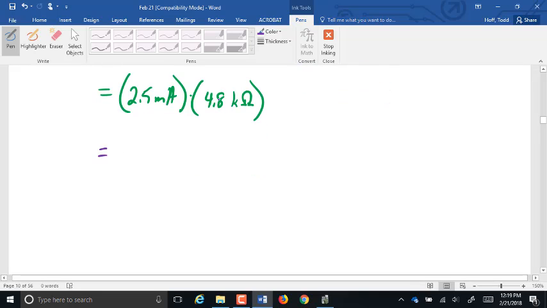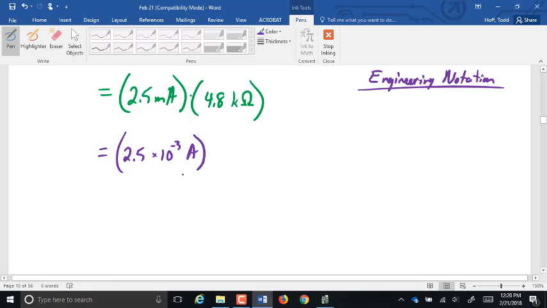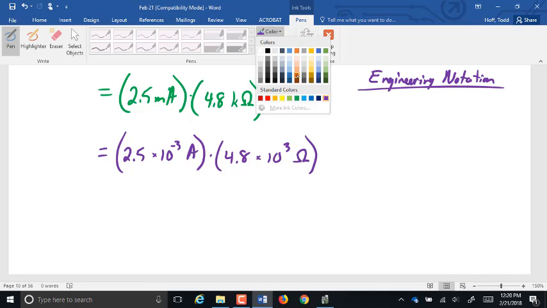Now, the metric prefixes don't always come out to be proper scientific notation because they're actually something called engineering notation, where you're allowed to have more than one digit in front of the decimal point. Well, let's take a look at this. 2.5 milliamps. Milli is the exponent 10 to the negative 3. So that is 2.5 times 10 to the negative 3 amps. 4.8 kilo ohms. Kilo is 10 to the positive 3. So 4.8 kilo ohms is actually 4.8 times 10 to the positive 3 ohms.